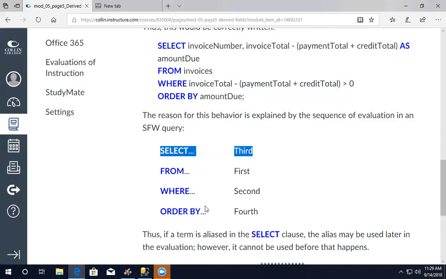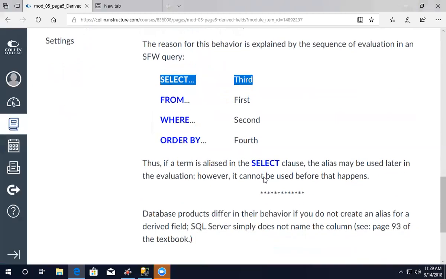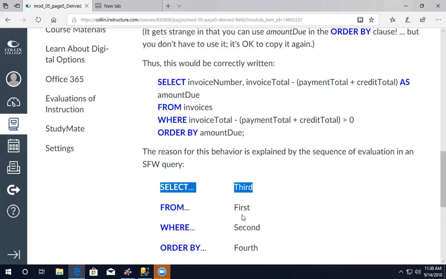Now, does it make sense? Okay. If a term is aliased in the select, it may appear later, and there'll be some other stuff coming in here later. Now, database products might differ in their behavior. If you do not create an alias for the derived field, page 93.